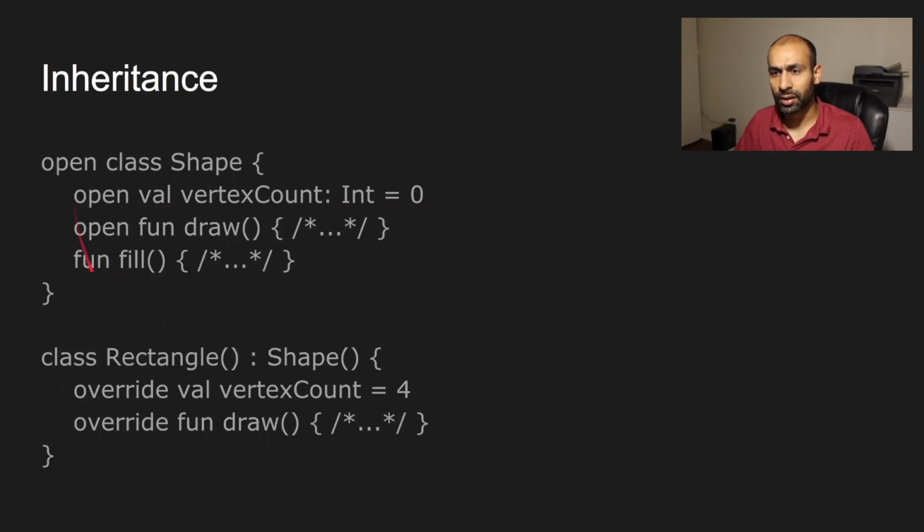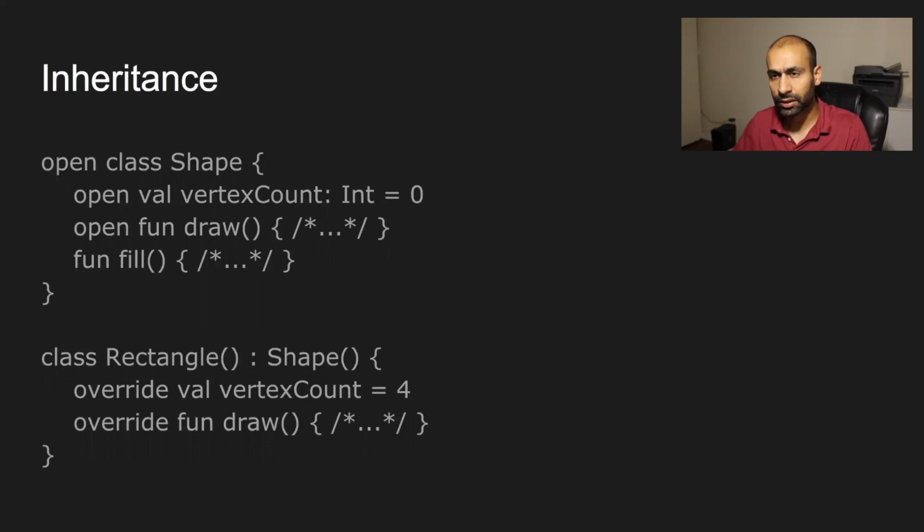But if we need to extend the class, we have to mark this as open, and the way to extend it is we don't write the extends keyword. We just use a colon and add the name of the superclass. So here, vertex count is overridden. In Java, the override keyword is not mandatory, but Kotlin has made it mandatory that we always mention it whenever we are overriding.